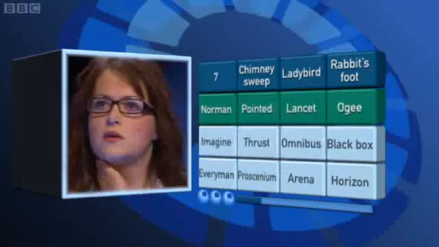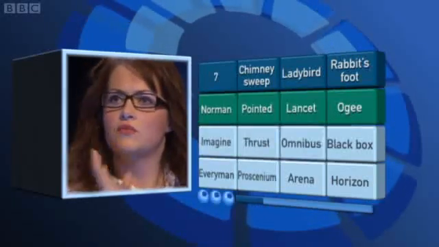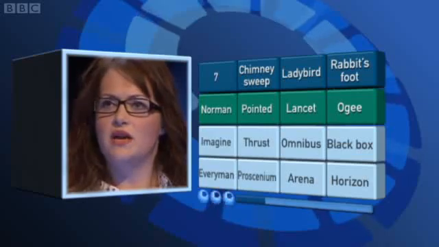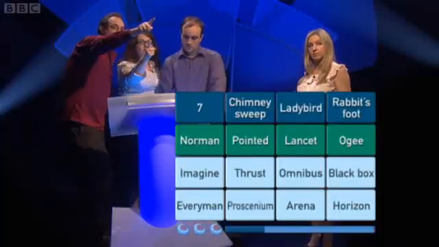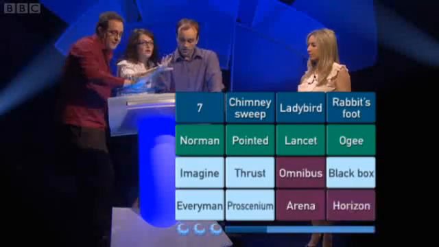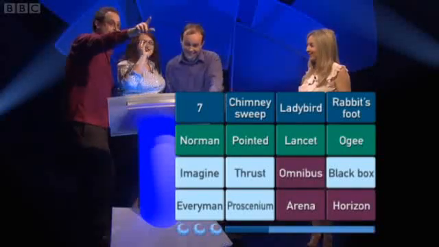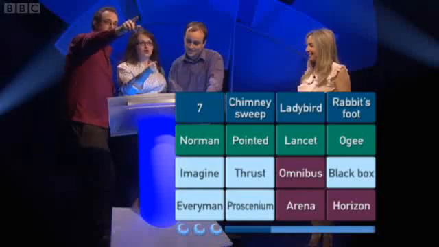Okay, they're types of window. We've only got 3 lines now. Proscenium. Okay, right. Proscenium is also kind of theatre, arena, kind of theatre? Everyman theatre? Arena, omnibus, horizon, everyman. And everyman. Definitely documentary series. Factual-based documentary programmes. I don't think any of the others are.